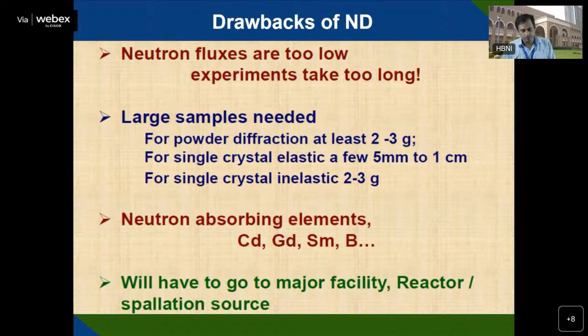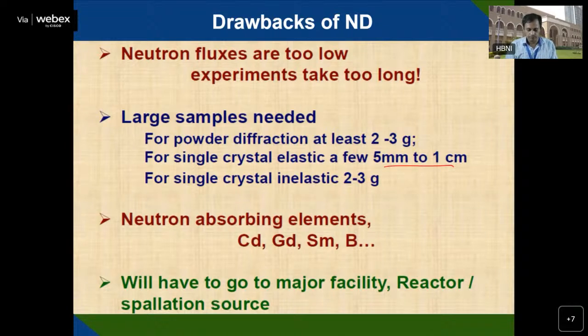But neutron diffraction has a drawback: the neutron flux is quite low compared to X-ray. So the experiment has to run for quite a long time to get this information, and at the same time you need a large sample for powder diffraction. At least you need a few mg, or if you go to the gram scale, it will give much better results. In the case of a single crystal, you need a 5 mm to 1 centimeter cube.